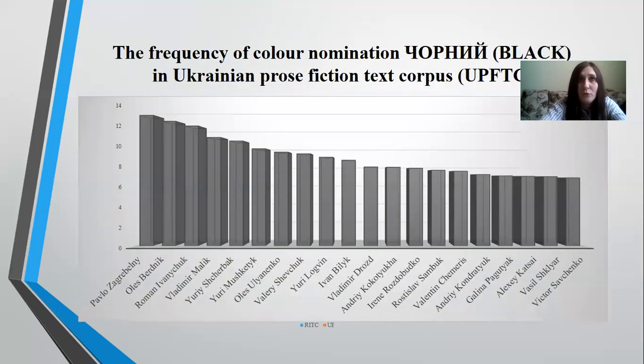In Roman Ivanychuk's text corpus, the most frequent color nomination is ЧОРНИЙ. This figure presents the frequency of ЧОРНИЙ in Roman Ivanychuk's text corpus and among Ukrainian prose fiction writers, based on Ukrainian prose fiction text corpus data. The frequency of ЧОРНИЙ is the highest in the texts of Pavlo Zahrebelny and Oles Berdnyk. Roman Ivanychuk's text takes third place by frequency.